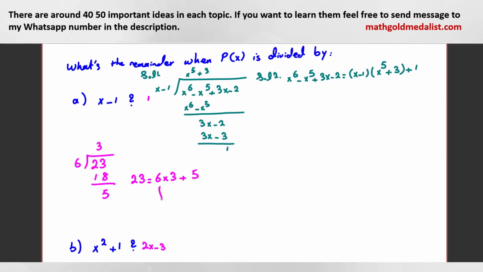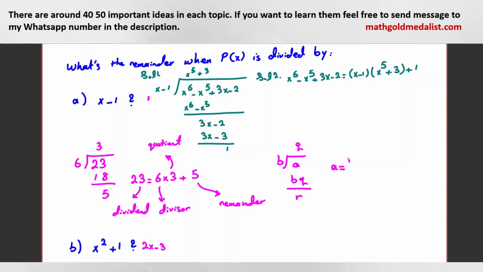So we call 6 divisor, right? We call 5 what? Remainder. We call 3 what? Quotient. We call 23 what? Dividend. Exactly. So in general, when you divide a by b, for example, quotient q, then a is bq plus r, right? And a is again dividend, b divisor, q quotient, r remainder, right?